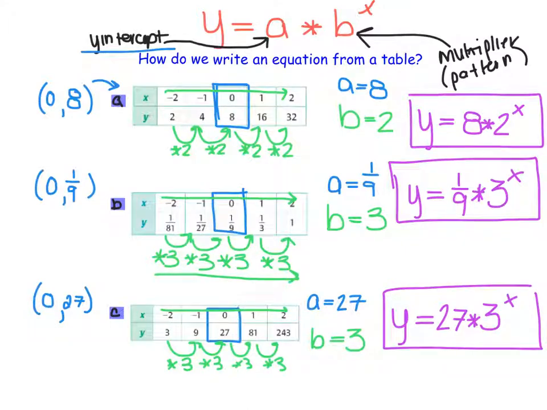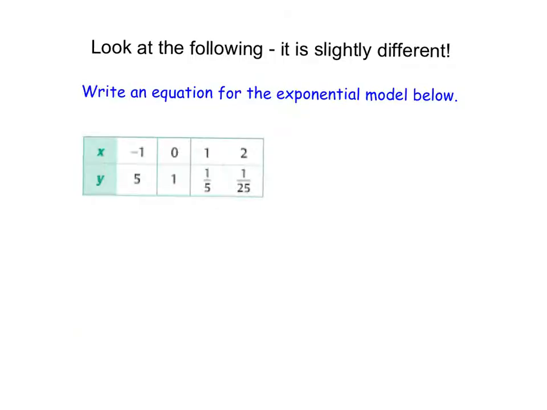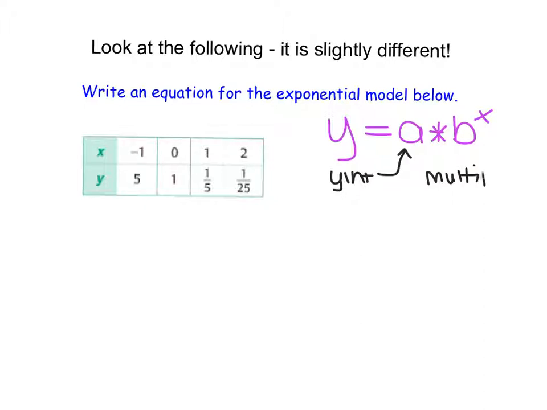So now that we've mastered the exponential growth equations, let's take a look at exponential decay equations. So we're going to have the same ultimate model here of y is equal to a times b to the power of x. And a and b still represent the same values. Remember, a is our y-intercept value, and b is our multiplier.